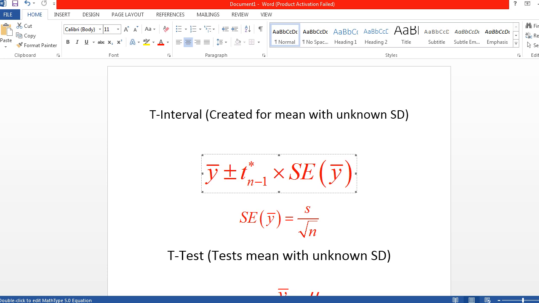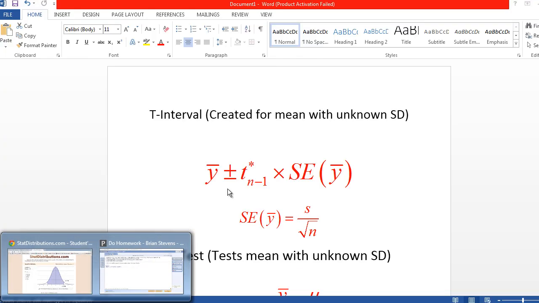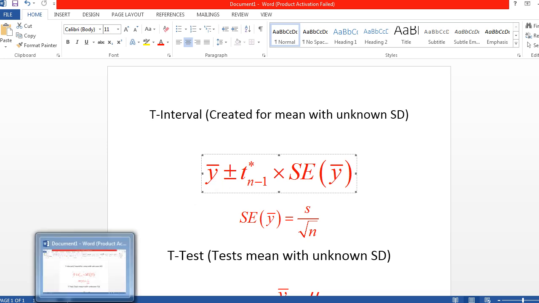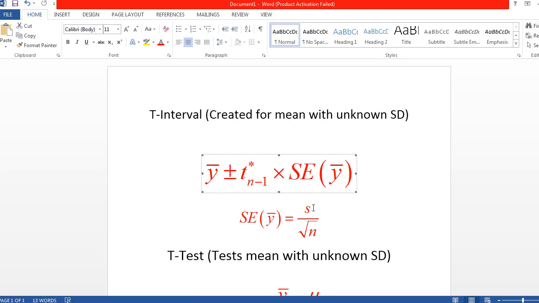Next, we need to take the sample mean and put it in right over here at 301. Finally, we need to get the standard error of y bar, which is the sample standard deviation divided by the square root of the sample size. So the sample standard deviation is 35 divided by the square root of 40. You will plug that in right here. I suggest doing this by hand. Plug in all your numbers.